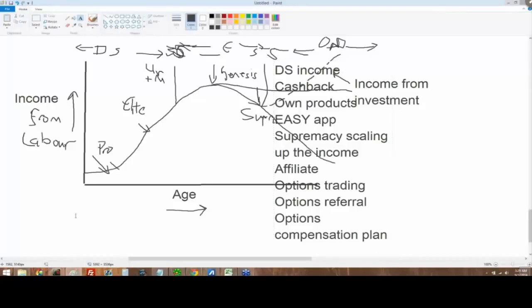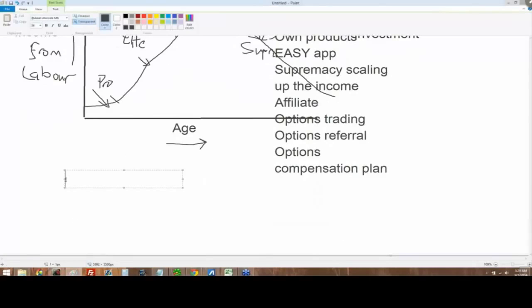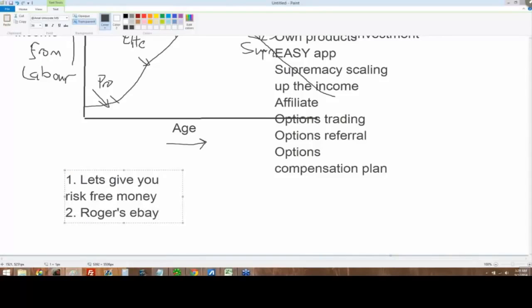So we tried to actually fix that by making a 3-step system. Step 1 was, let's give you risk-free money. Step 2 was Roger's eBay training. At that time, we didn't have any of the software to go with it, so we did have some discrepancies, but it was great. Nobody else had anything as good as that anyway. And then, of course, we had this third thing, which was, let's sell overpriced coffee and give you illusions of freedom.